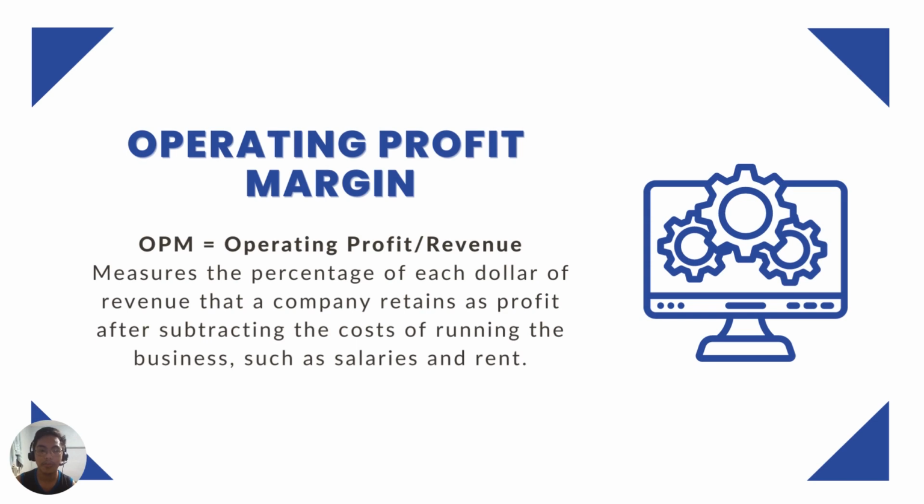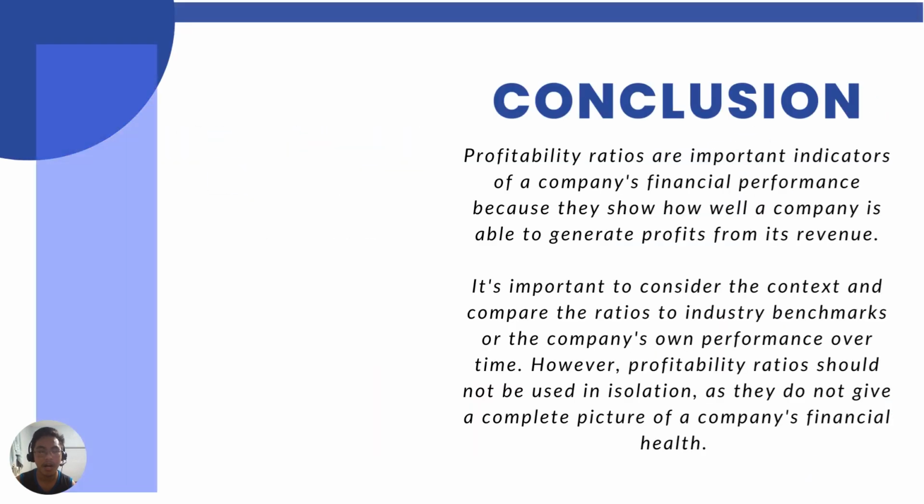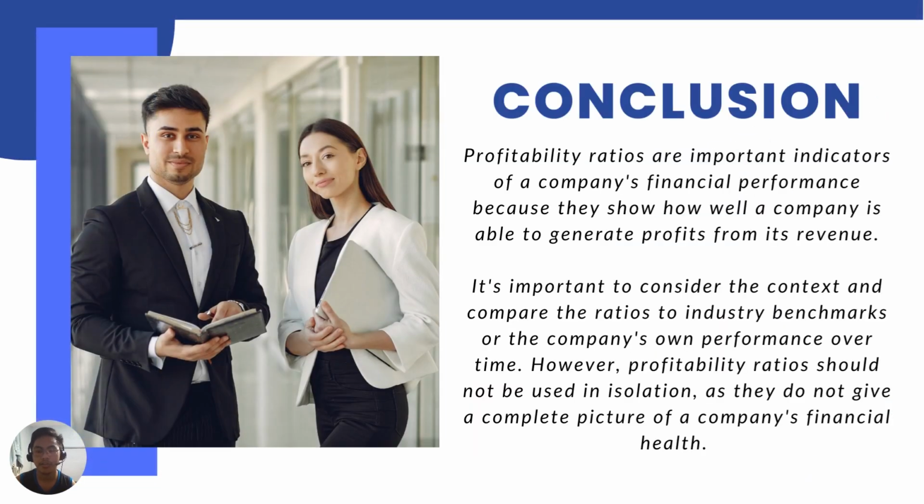In conclusion, profitability ratios are important indicators of a company's financial performance because they show how well a company is able to generate profits from its revenue. Gross profit margin, operating profit margin, and net profit margin are all useful ratios for evaluating a company's profitability.